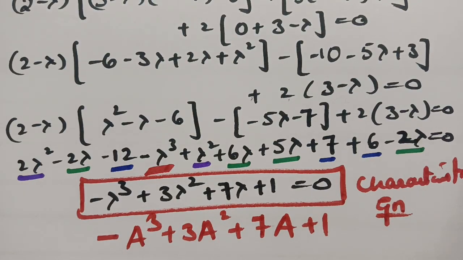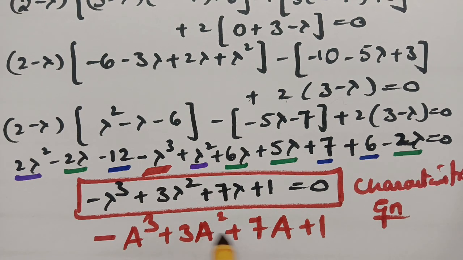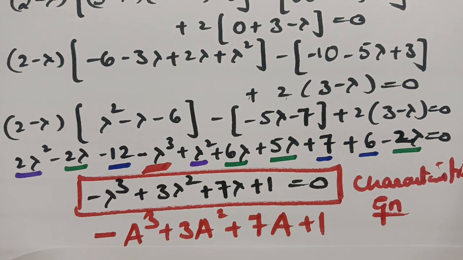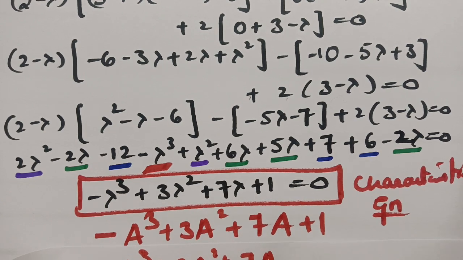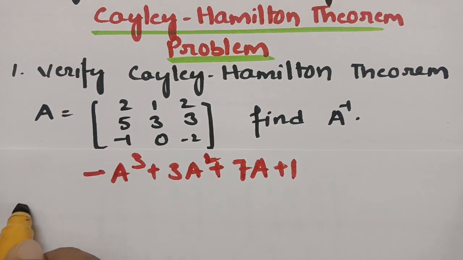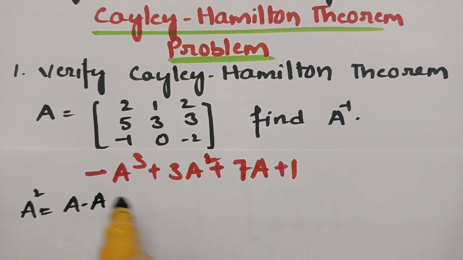See here. Now, in order to substitute, we need to find out the value of A cube, A square and A. For that, see here. So now I am going to substitute here A cube value. So this is A cube plus 3A square plus 7A plus 1. Clear? Now I am going to find out the value of A cube, A square, A. A is already given here. So first of all, we have to find A square.